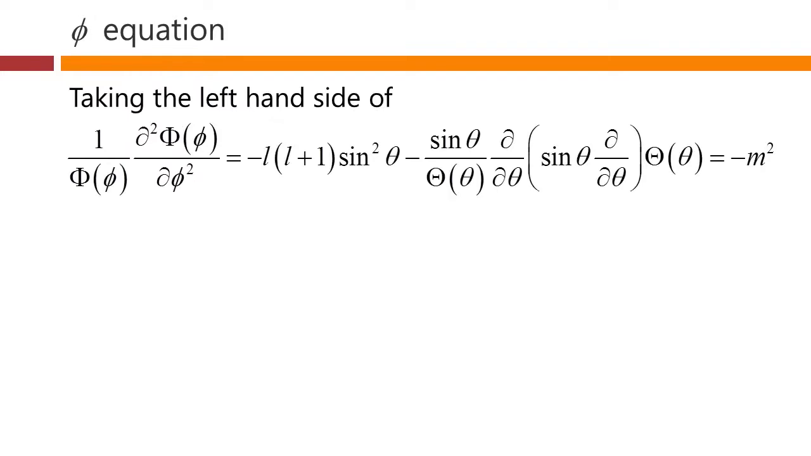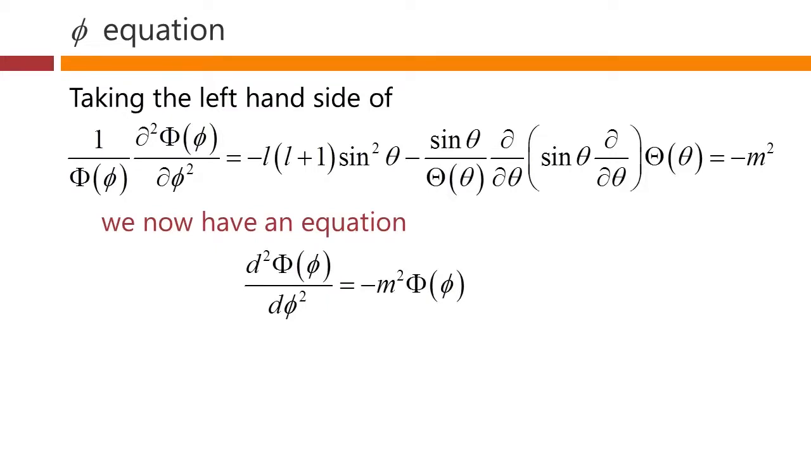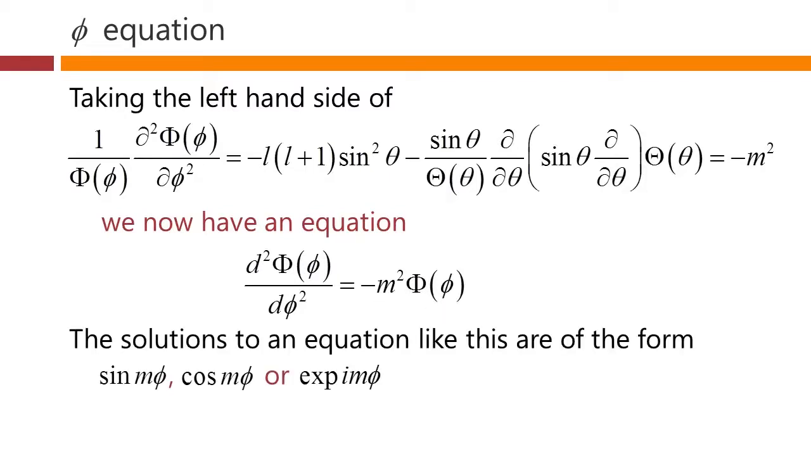So once we've done that, we have two different equations. We have our phi equation from the left-hand side of all of this, being equal to minus m squared, our separation constant. So our equation then for phi, since it's only in one variable now, it's an ordinary differential equation, d2 capital Phi of phi by d phi squared is equal to minus m squared times the same function. The solutions to this are quite straightforward. You can easily check that any of these will work. Sine m phi would work, cos m phi would work, or e to the i m phi would work.